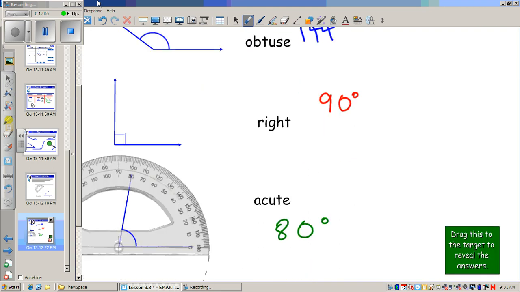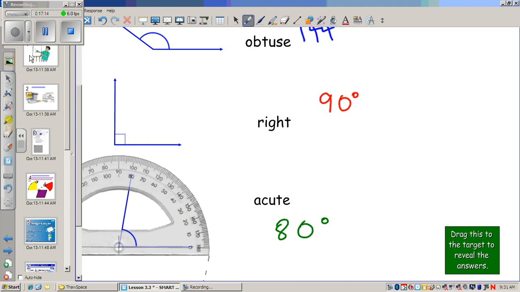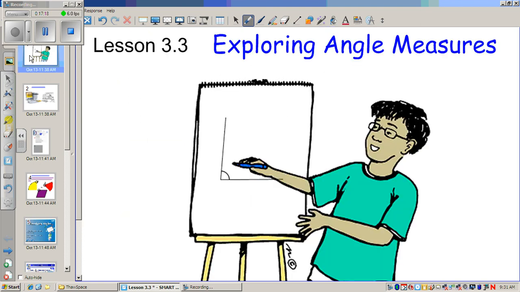Geometry can always be a little bit tricky, but remember, just take your time and ask a lot of questions. Hopefully you were able to get the problems done on numbers 3 through 7, I believe. And you were feeling more secure with how to measure and how to define different kinds of angles with acute, obtuse, and right or 90 degrees.